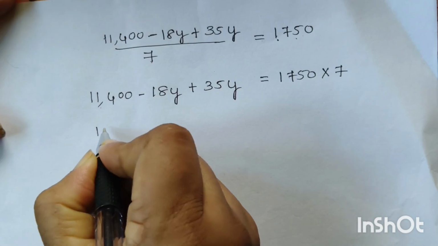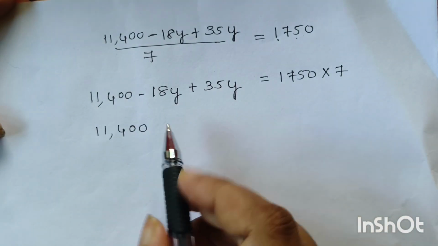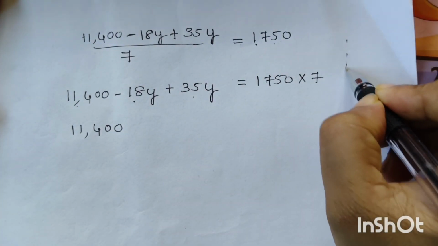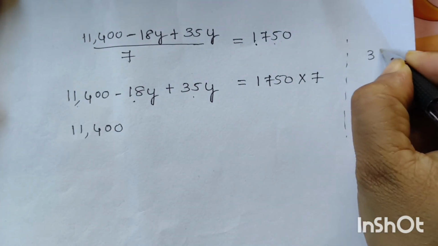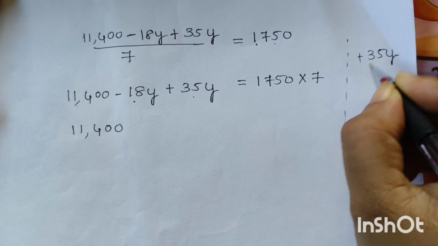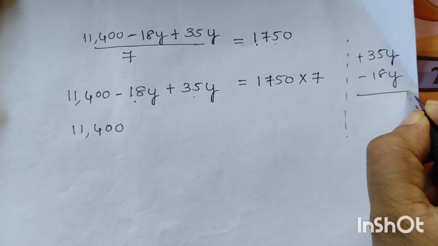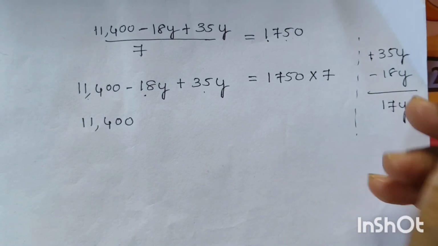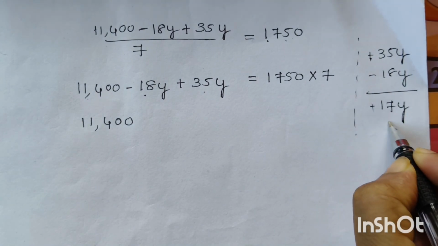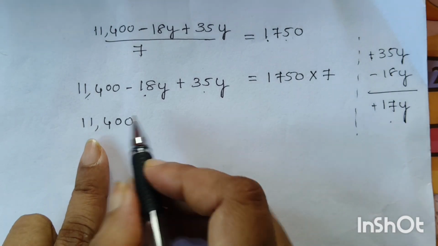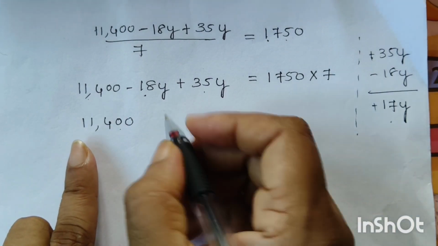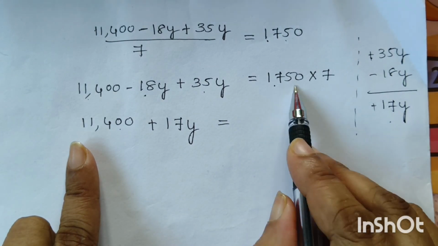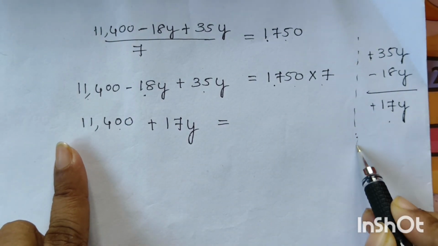into 7. 11,400 minus 18y plus 35y. What will it become? We have to subtract 35y minus 18y. We have to subtract, right? 17y. 35 is the greater number, therefore it will become plus 17y. Therefore, we can write 11,400 plus 17y is equal to 1750 into 7 is how much?